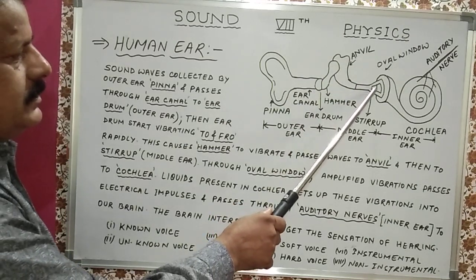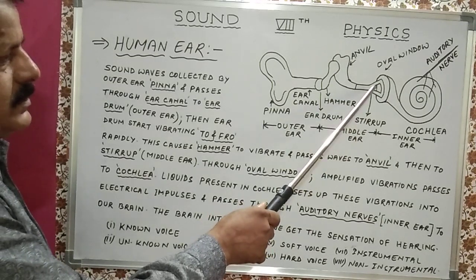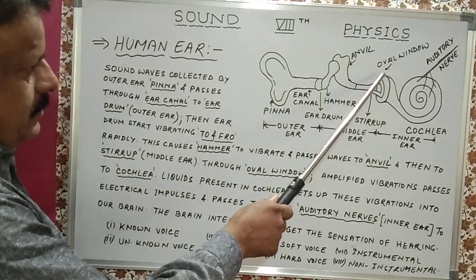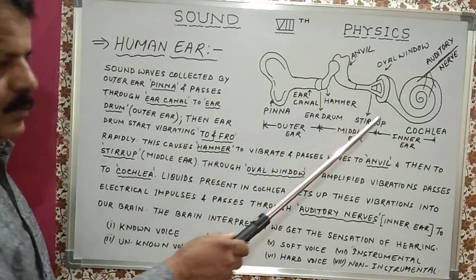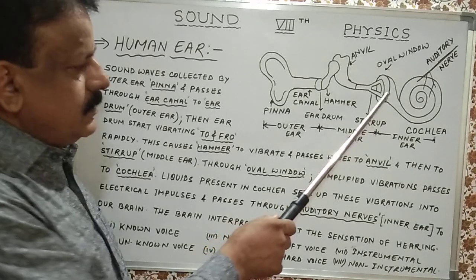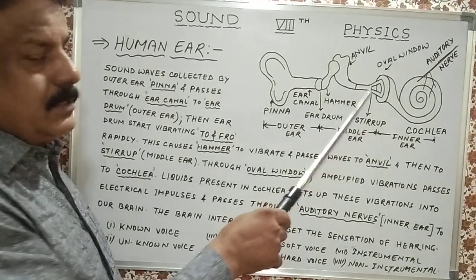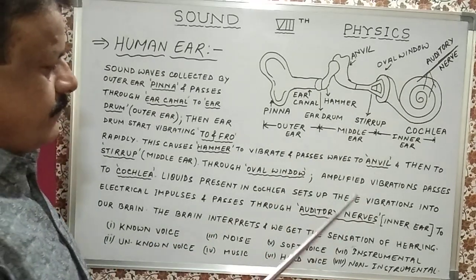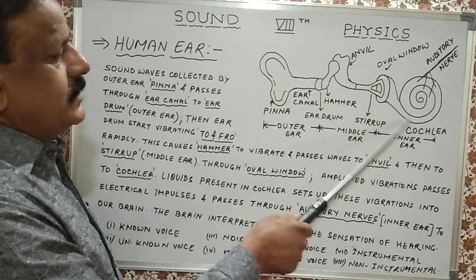The anvil is connected with the third bone, the stirrup. The vibration passes to the stirrup, which is connected with the oval window. Through the oval window, this is the point, the area at which the sound vibrations are amplified. Then the amplified vibrations pass to the cochlea.